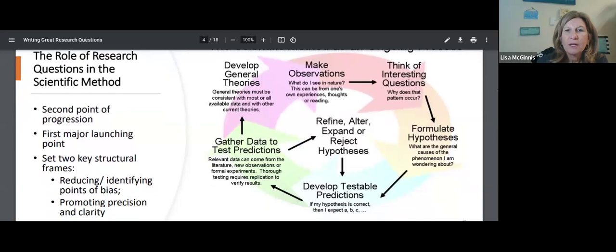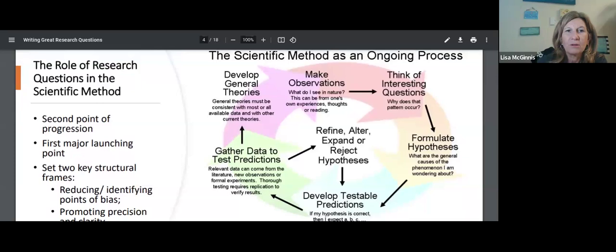So first, when we're talking about the scientific method, and this is something that we're all familiar with, remember that the scientific method, just as when we write our research question, is an ongoing process. It's not usually a one and done kind of situation. So we remember the scientific process.